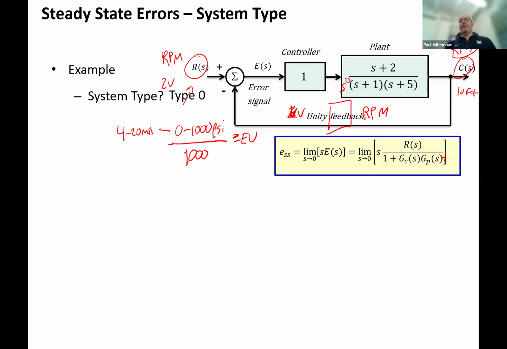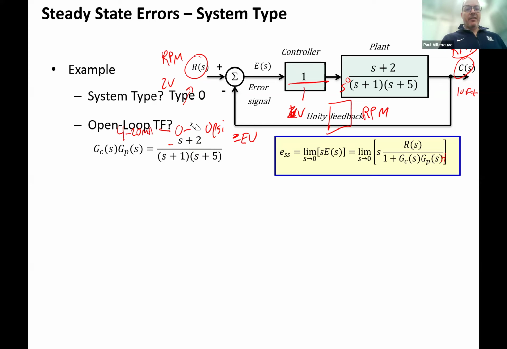So is the system type just the plant itself? Nope, it's the plant and the controller. But right now, the controller here is 1/1, right? So how many poles at S equals 0 in the controller? None, right? Same thing. So our open loop transfer function is GC times GP, S plus 2 over S plus 1 times S plus 5.